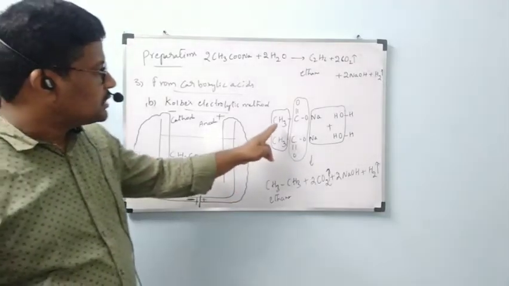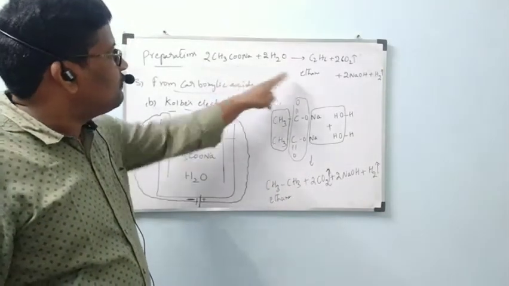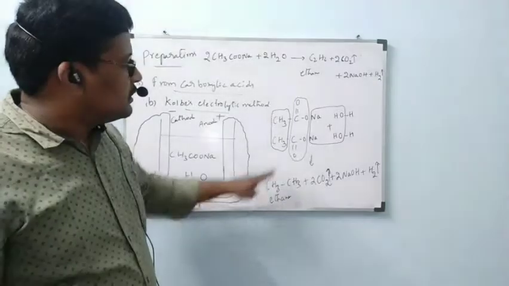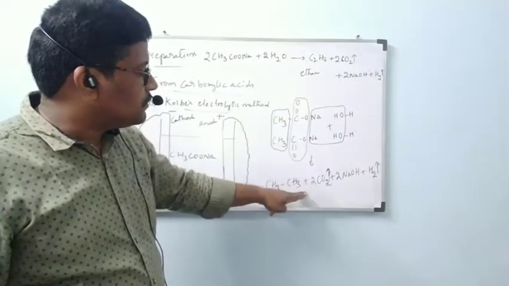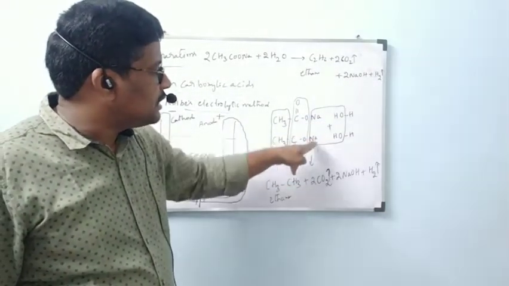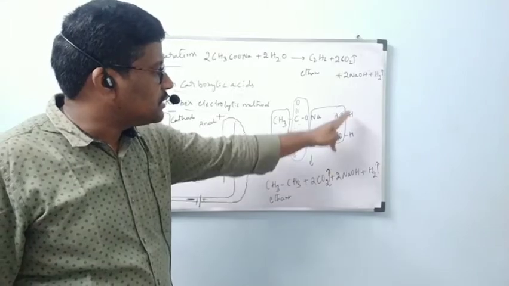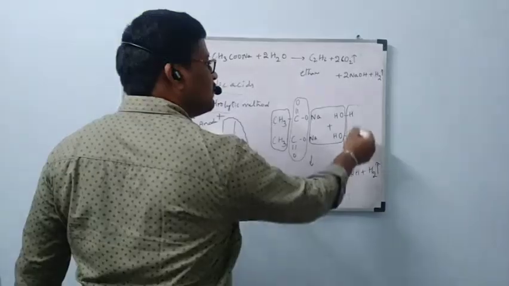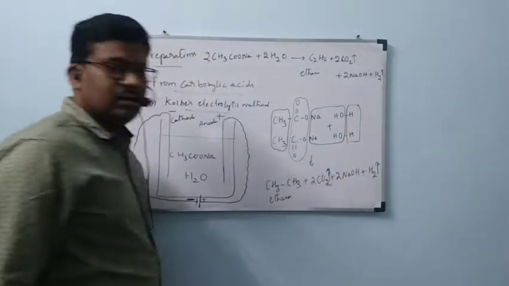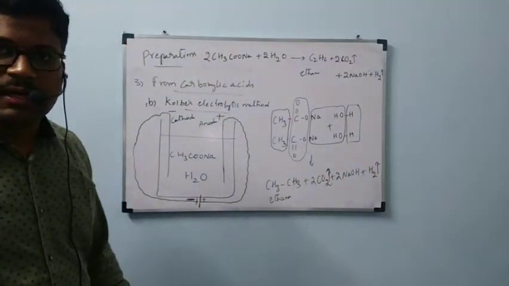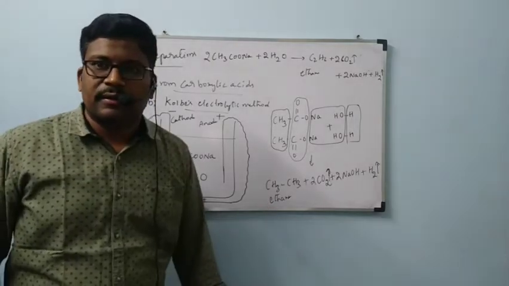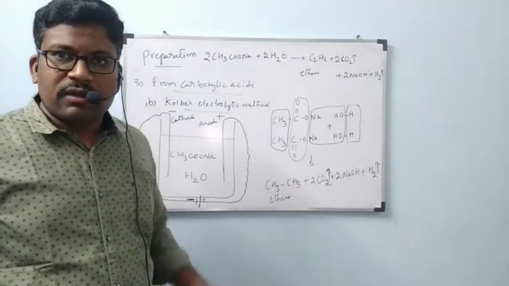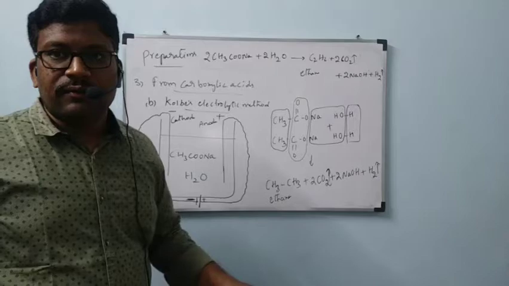See, the CH3 groups will combine to form C2H6. 2 moles of CO2, 2 moles of NaOH, and H2 will come out finally. Like this, 4 products will be formed in this reaction. What is our main product? That is ethane. If you are clear with this total representation, we will go through the mechanism.